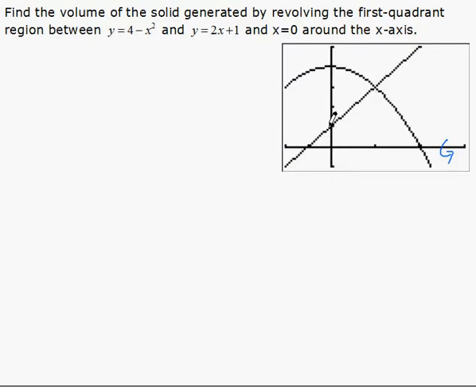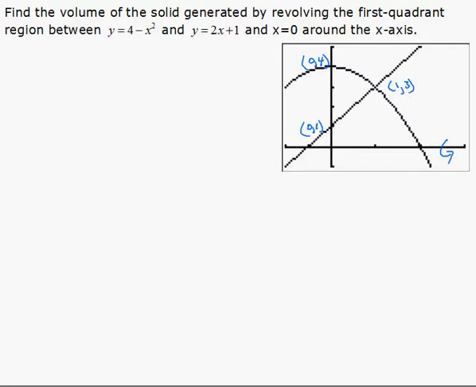We need the points of intersection, so here we have 0, 4. Here we have 0, 1. By setting the equations equal and solving for x, we can find that this is 1, 3.